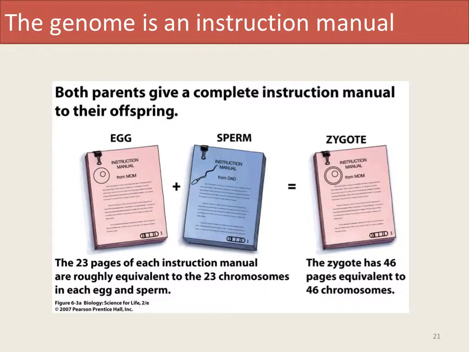So each egg is haploid, and each sperm is haploid. That means there's only one, remember we talked about homologous chromosome pairs? There's 23 different chromosomes, and each of us has a pair of each. That means chromosome 1, we have one from mom and one from pop. When those two come together and there's fertilization, we've restored diploidy. We've got a zygote that now has 23 pairs instead of 23 individual chromosomes.